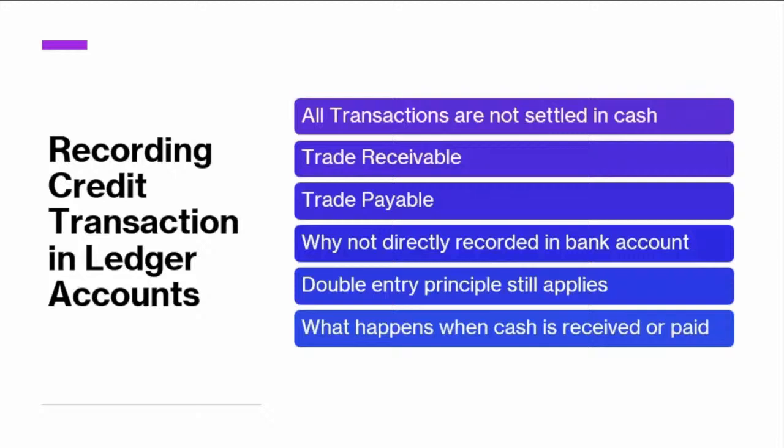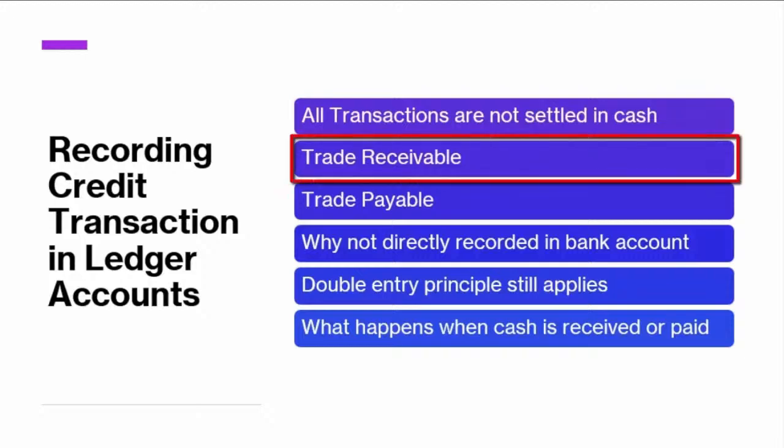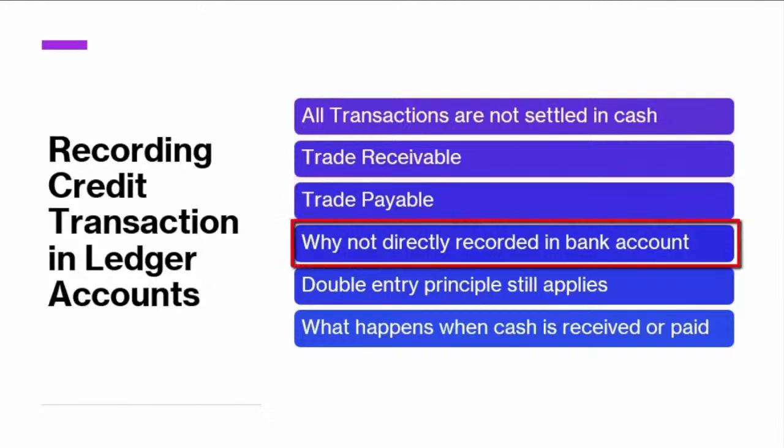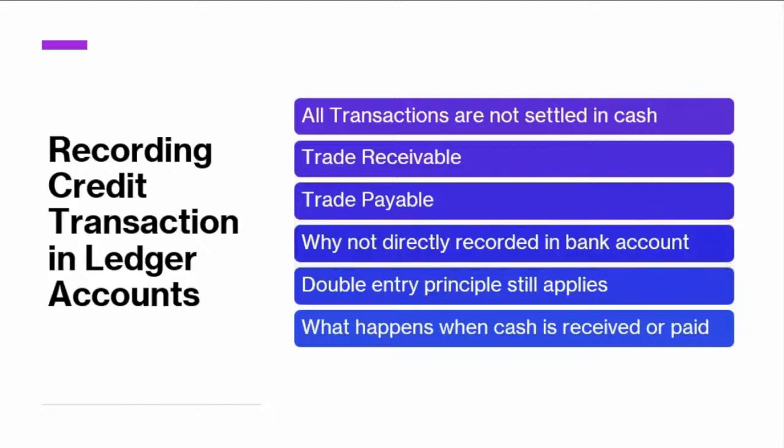Key points about credit transactions. 1. What are credit terms? When a business sells goods or services but doesn't receive payment immediately, the amount owed by the customer is recorded as trade receivables. Similarly, when a business purchases goods or services on credit, the amount it owes to the supplier is recorded as trade payables. 2. Why not record it directly in the bank account? Since no cash changes hands at the time of the transaction, you cannot immediately record it in the bank general ledger account. Instead, you use trade receivables or trade payables to track the money owed.